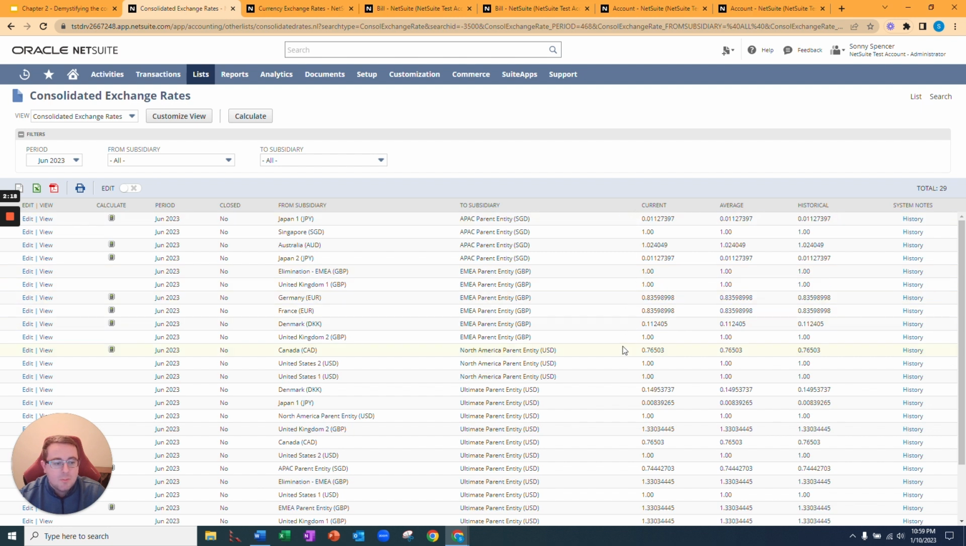Let's pick a future period, let's say June 2023, and we can see that our consolidated exchange rates are the same across the board. So you can pick any subsidiary pair and you will see that the exchange rates are the same. And that's because we don't have any transactions recorded in those accounting periods quite yet.